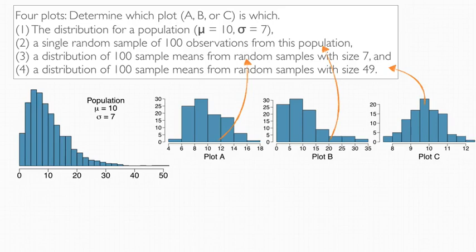So what we've done here is we've used what we know about the central limit theorem and how sample sizes affect the shapes and spreads of sampling distributions to make this assignment.